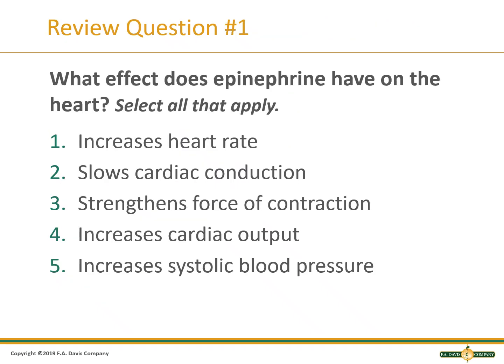Review question number 1. What effect does epinephrine have on the body? And you need to select all that apply. Number 1, increases heart rate. Number 2, slows cardiac conduction. Number 3, strengthens the force of contraction. Number 4, increases cardiac output. Number 5, increases systolic blood pressure.